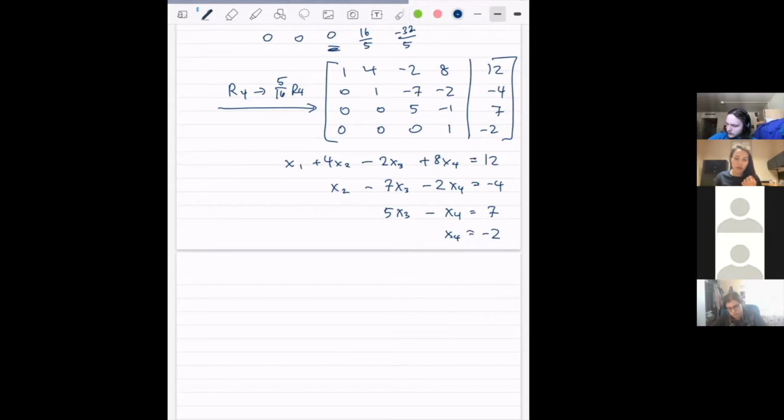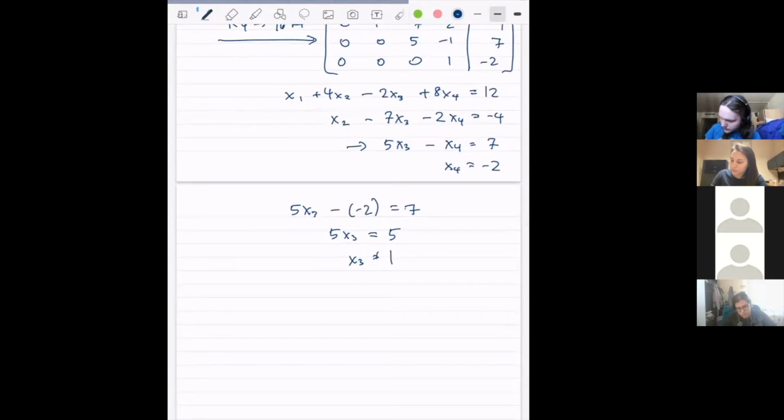Right, so we have one variable that we know, and then we can use that to work backwards. So starting with the next equation up, I will just plug in -2 for x4. So it would look like this. We would get 5x3 equals 5. So x3 equals 1, right? Okay, so that's two of the variables solved for.